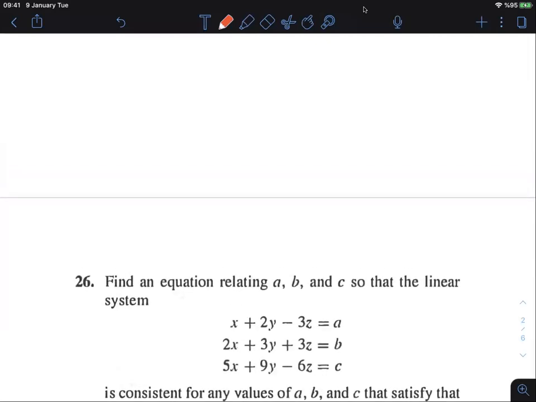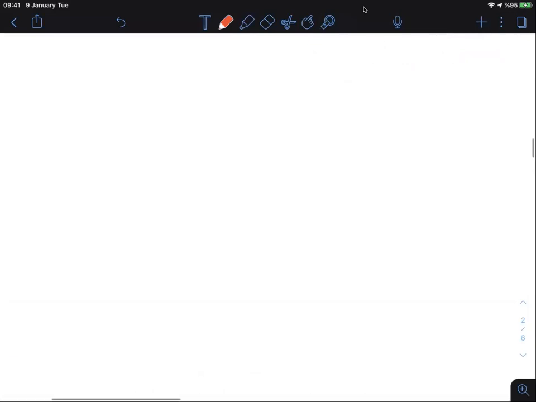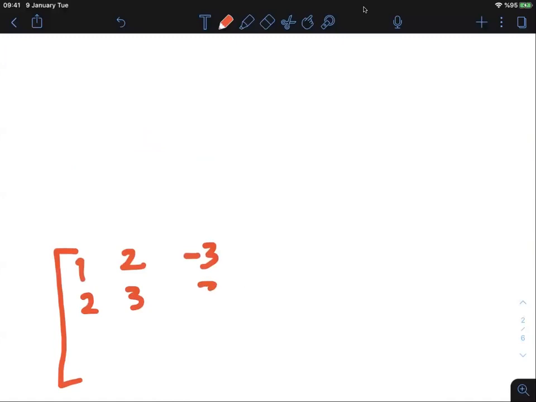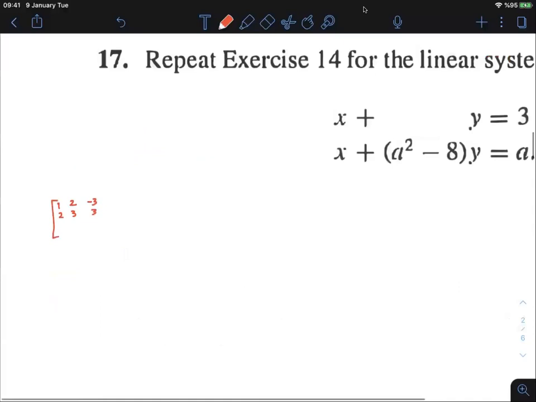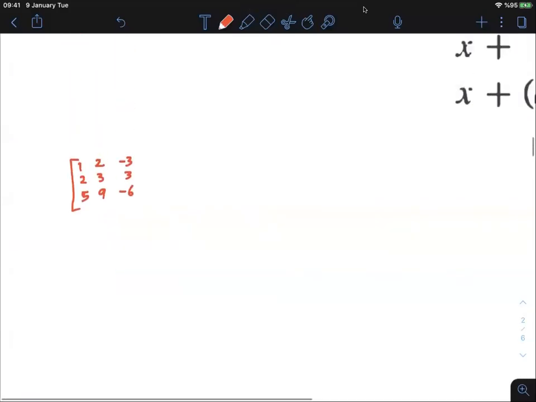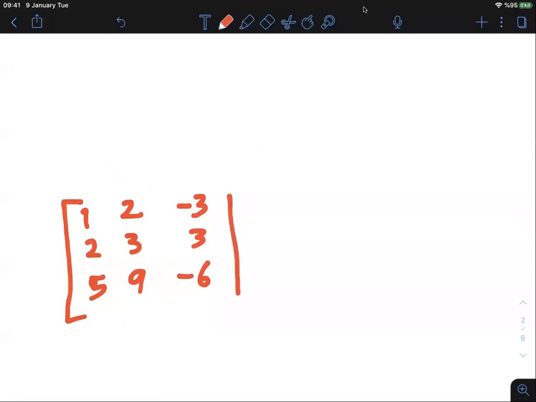So let me write the coefficient matrix: 1, 2, minus 3; 2, 3, 3; and finally 5, 9, minus 6. And we have A, B, and C here.